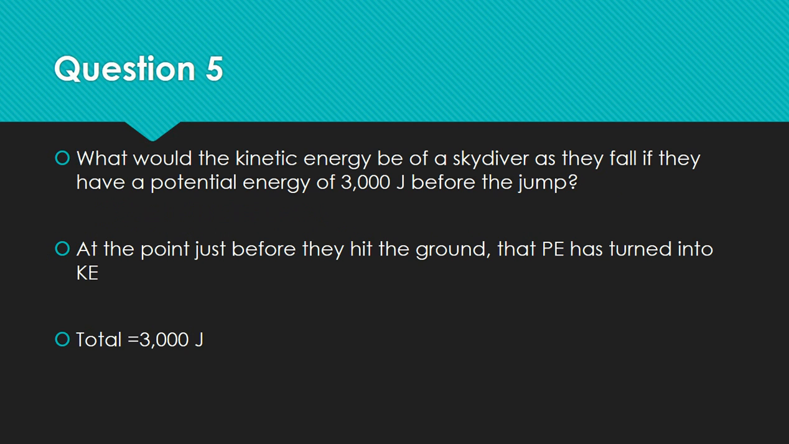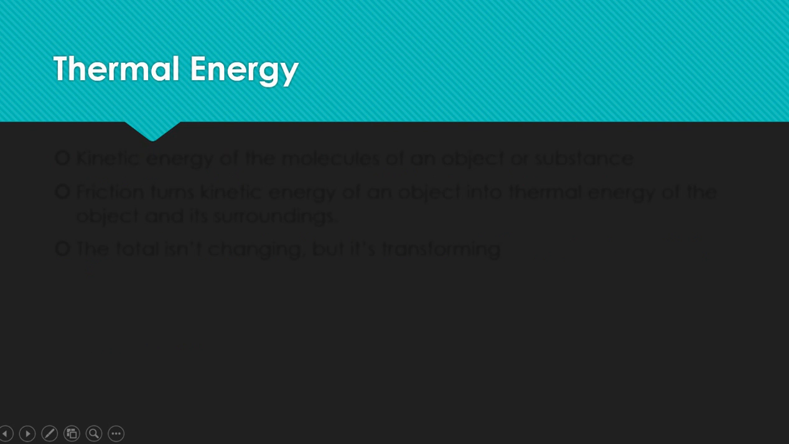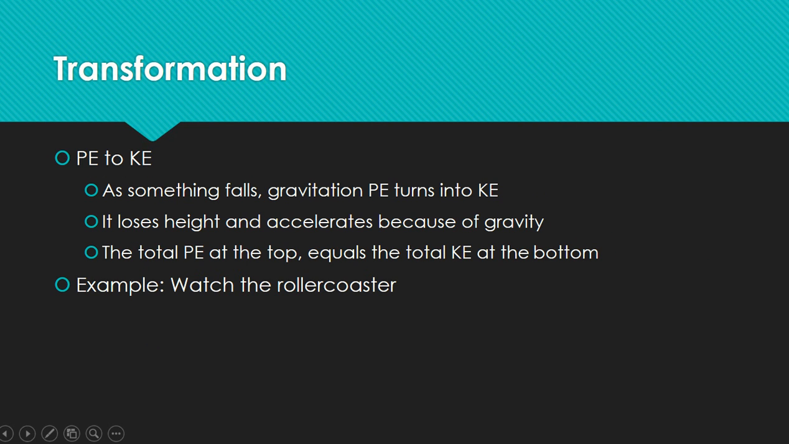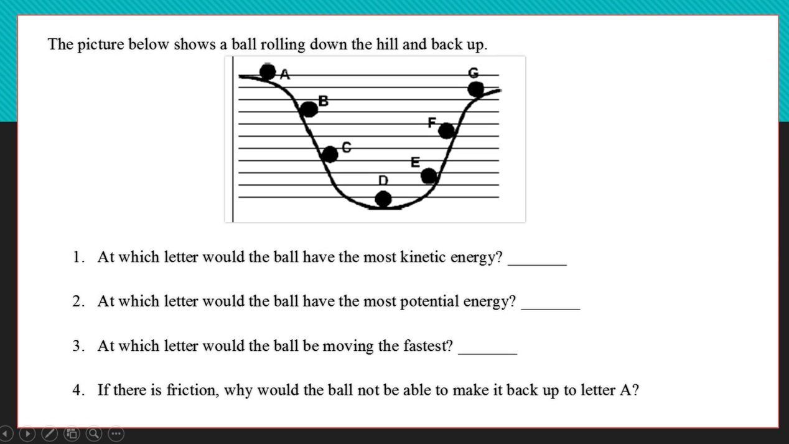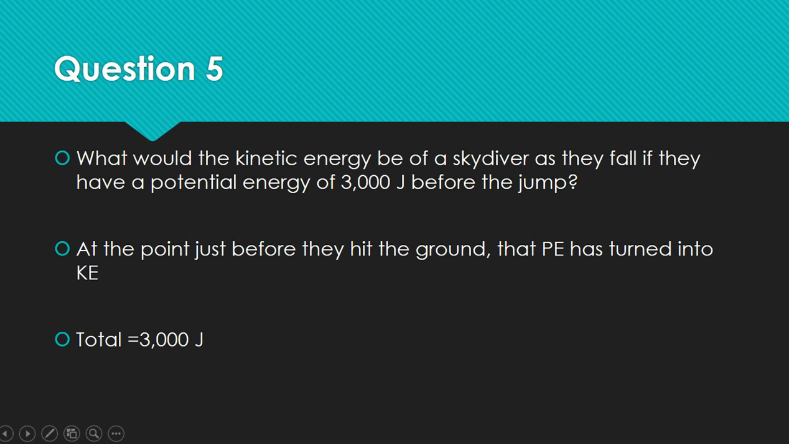This is from last year's test, but I thought I'd put it on here. So if the skydiver has 3,000 joules of potential energy before the jump, assuming they are not moving, they have no kinetic energy. So the total energy the skydiver has is 3,000 joules. As something falls, gravitational potential energy turns into kinetic. So as it falls, this 3,000 joules is going to turn into kinetic. And right before they hit the ground, all of that potential energy has turned into kinetic. So the total amount of kinetic energy right before it hits the ground is 3,000 joules.